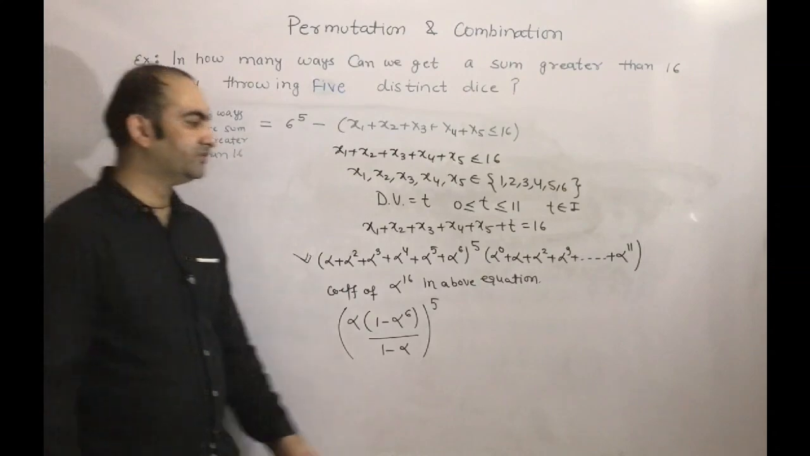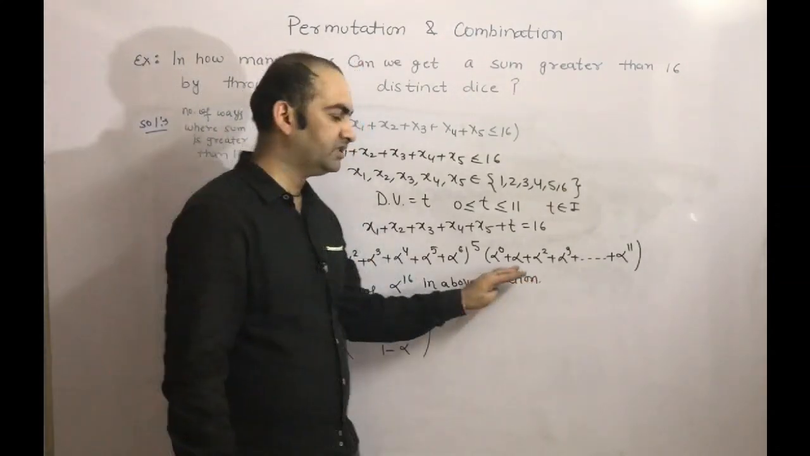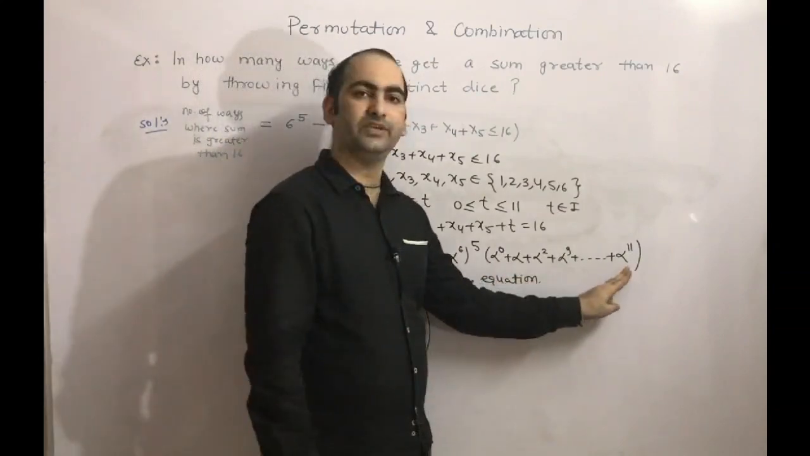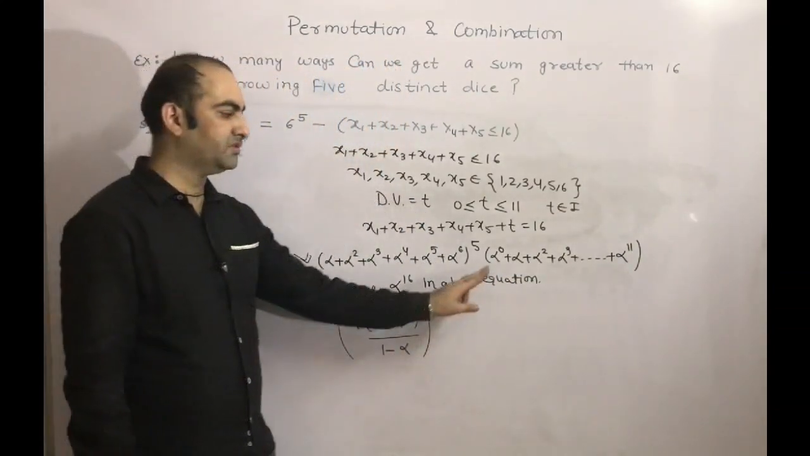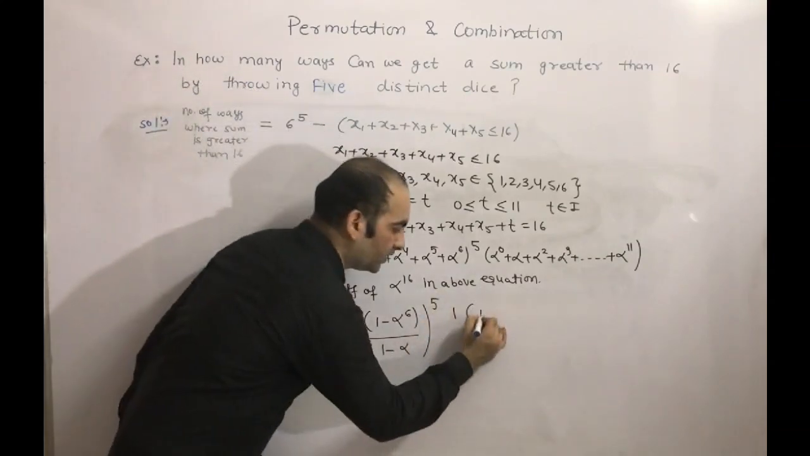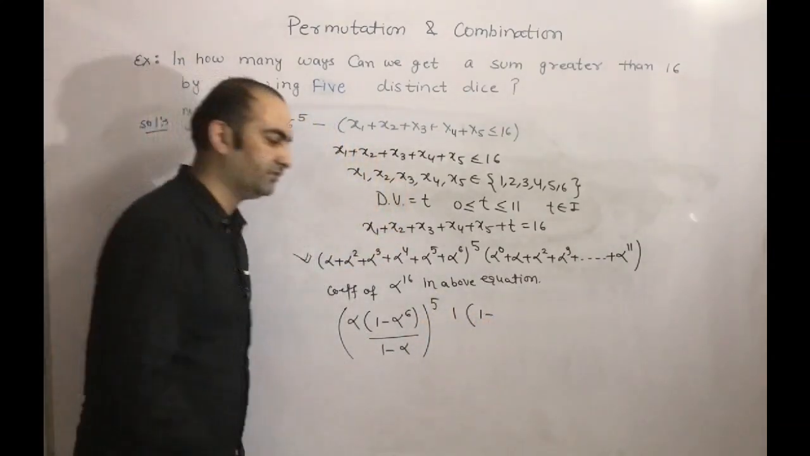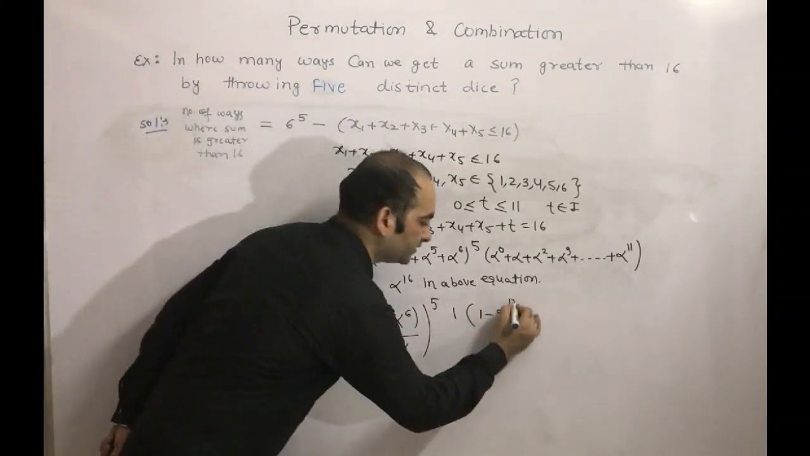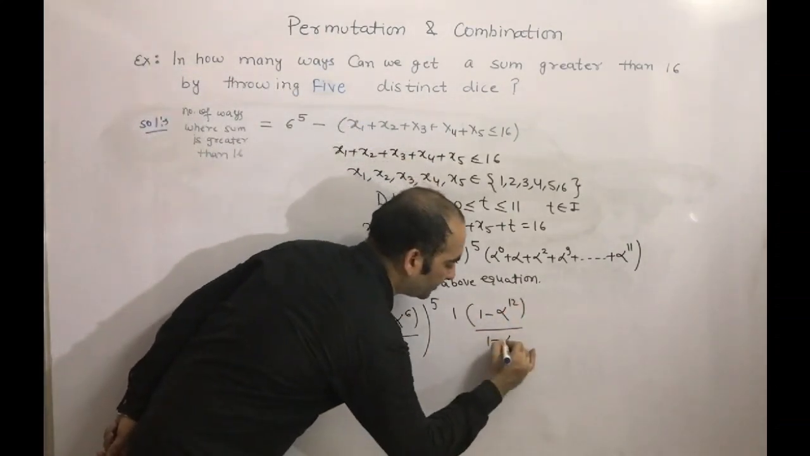Okay, similarly we have to simplify this one. This is also a GP series. How many terms are there? Alpha power 0 to alpha power 11, so we have 12 terms. First term is 1, so 1 in bracket, 1 minus common ratio, which is alpha, and total terms 12. So alpha power 12 divided by 1 minus alpha.